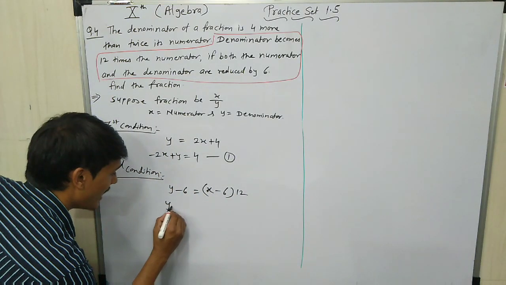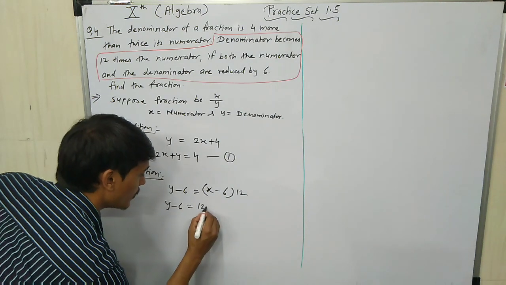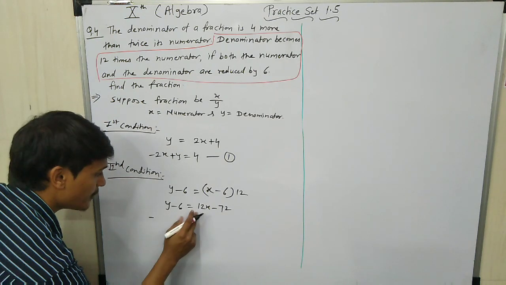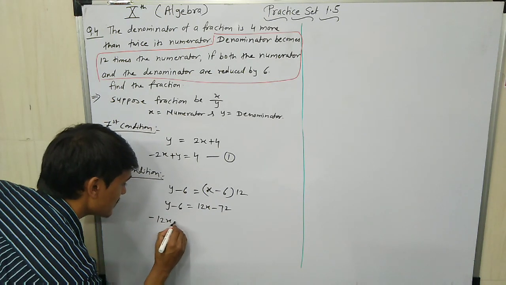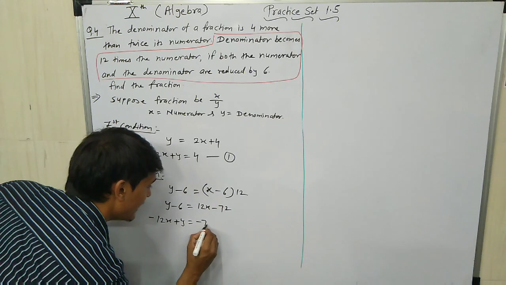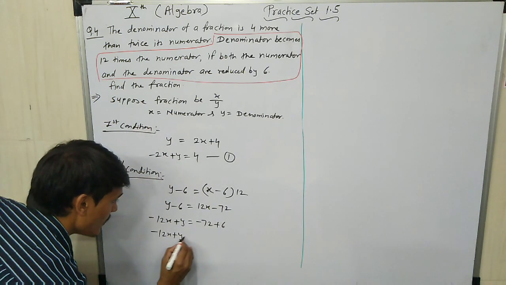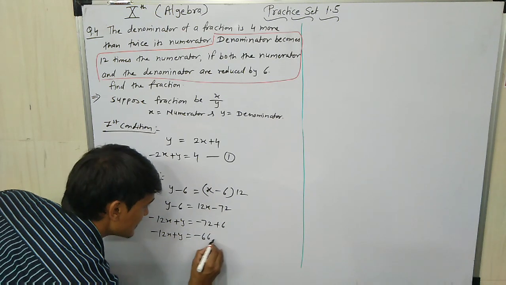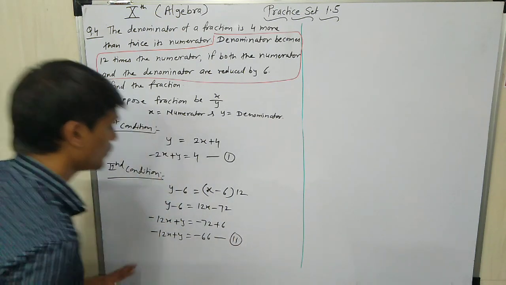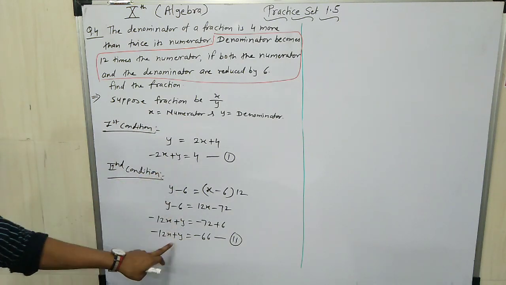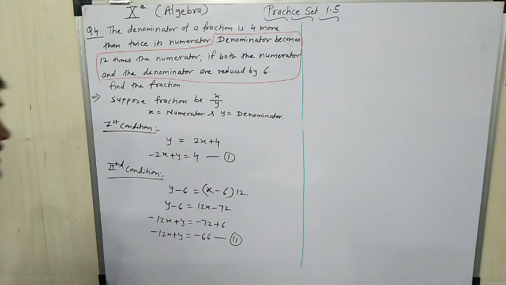We solve here. y minus 6 is equal to 12x minus 72. There is a plus sign. This is minus 12x plus y is equal to minus 72 plus 6. Then minus 12x plus y is equal to minus 66. This is equation number 2, and the first is equation number 1. There is a plus sign, and there is also a plus sign. We are subtracting here.